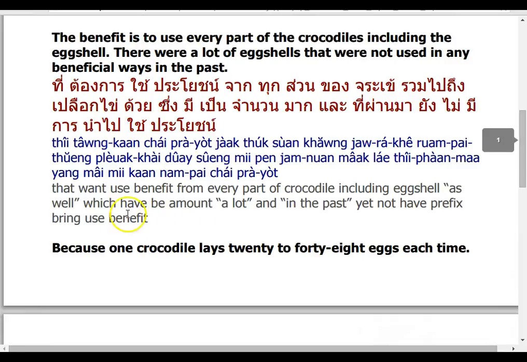Okay, so that, give it to me in Thai. One. Use. Benefit. Very good. Benefit. In Thai we say? From. Every. In Thai we say? Every. Part. From. Of. Crocodile. Including. Eggshells.